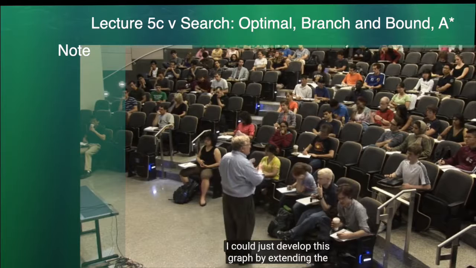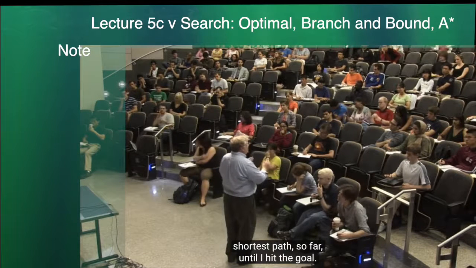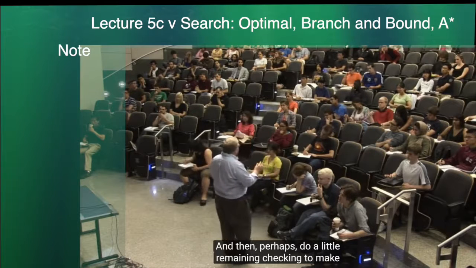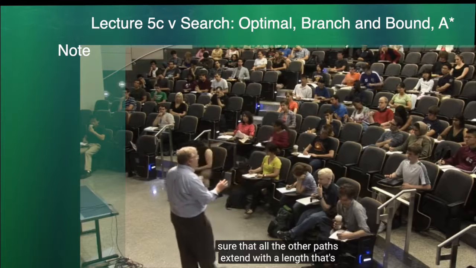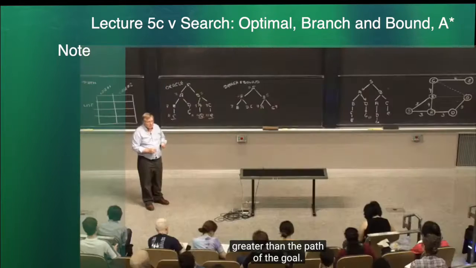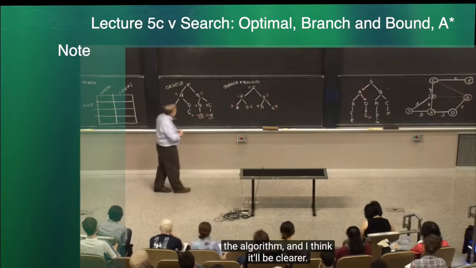I can just develop this graph by extending the shortest path so far until I hit the goal, and then do perhaps a little remaining checking to make sure that all the other paths extend with a length that's greater than the path of the goal. So if those words are confusing, let's carry on with the algorithm, and I think it'll be clear.